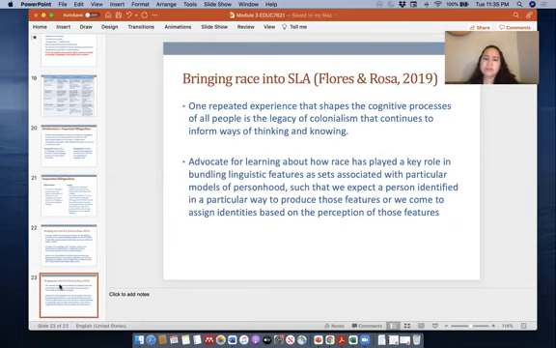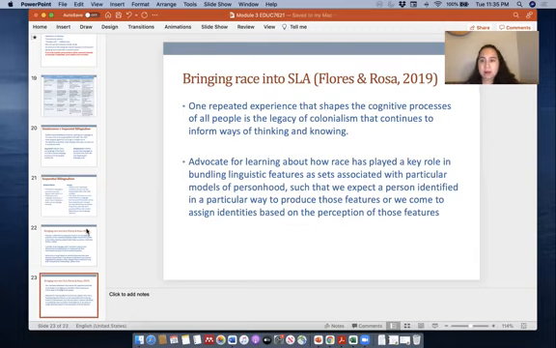And lastly, they advocate for learning about how language has played a key role in bundling certain language features as sets associated with specific groups of people or specific forms of legitimate being in the world.